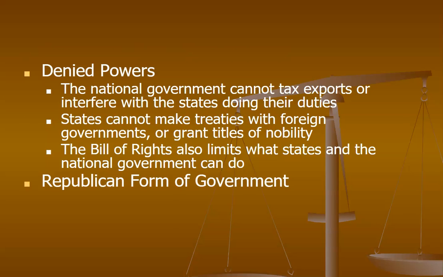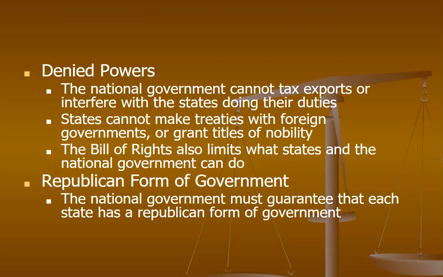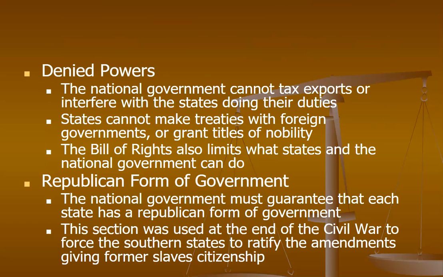Republican form of government. This doesn't mean a form of government that has a Republican Party. This means a form of government that is a republic. The national government must guarantee that each state has a republican form of government. So there is no nobility, there is no dictator of New York State, etc. This section was used at the end of the Civil War to force the southern states to ratify the amendments giving former slaves citizenship, with the idea being that if the former slaves were not considered citizens, then the form of government the southern states had was not a republic.